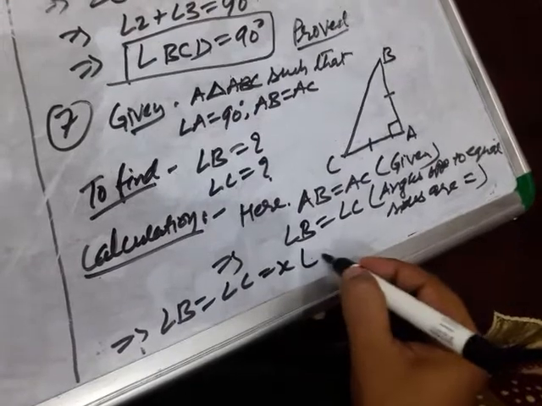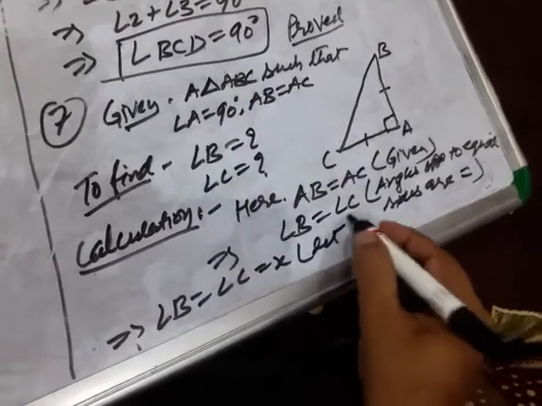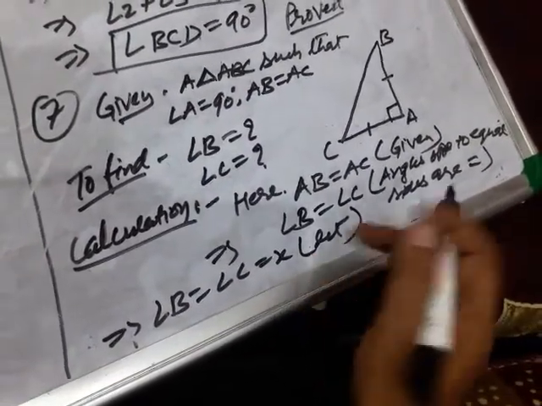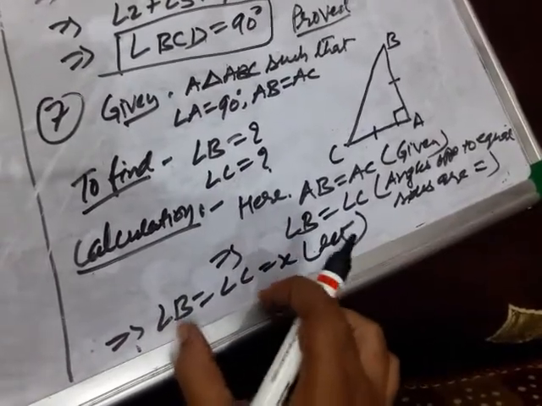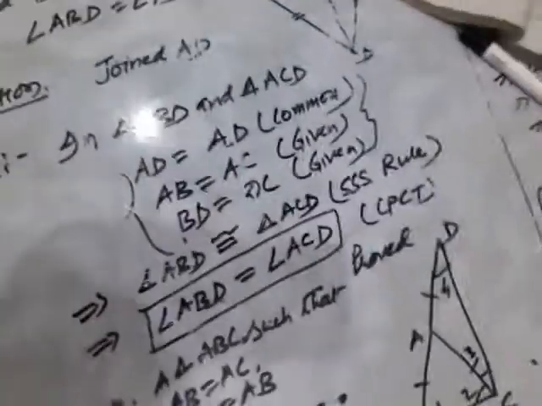Okay children, this implies that angle B equal to angle C equal to x. Let us suppose that this is x degree. We have supposed that it be x degree, since both the angles are equal. Angle B equal to angle C equal to x degree. Okay children, now let us move to the next step.